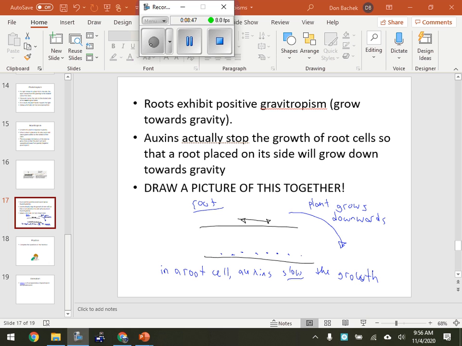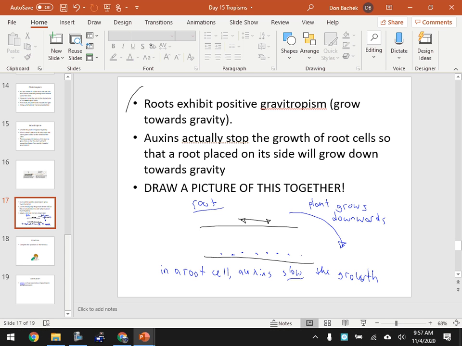All you really need to know is this part here. Roots show positive gravitropism. They grow with gravity. Auxins actually stop the growth of the root cells so that a root placed on its side will actually grow down towards gravity. That's all you really need to know about that. Okay?